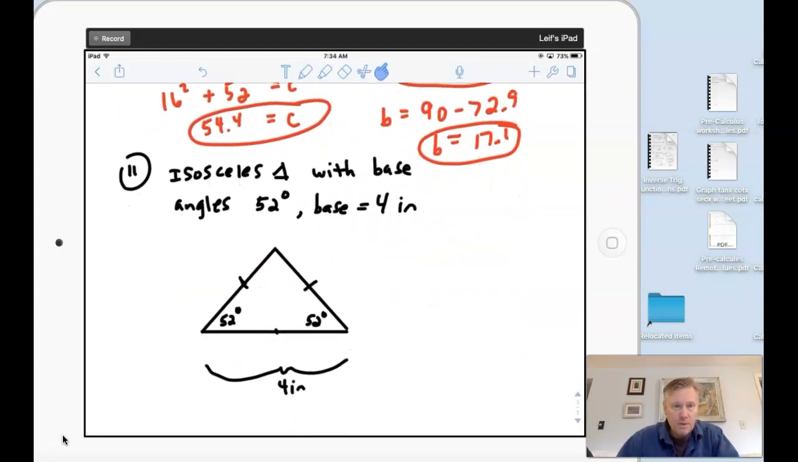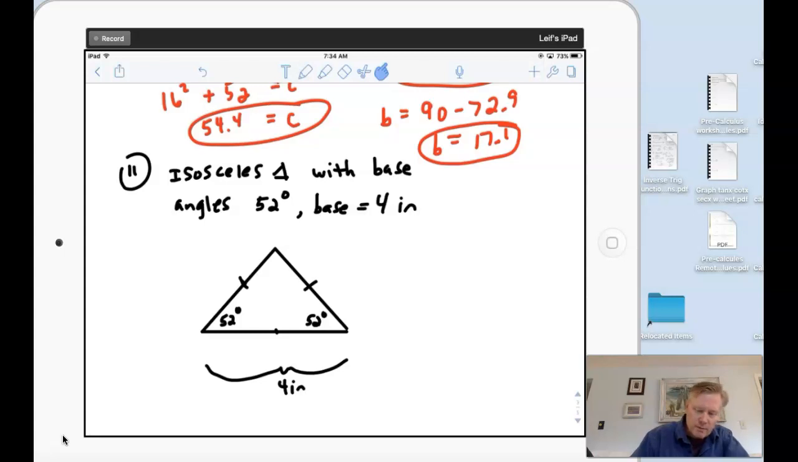Next one, an isosceles triangle with base angles 52 degrees and a base of 4. Okay, this one. Anybody who's forgotten, in an isosceles triangle, automatically the base angles are congruent, so I put both of those being 52 degrees. I know it's probably been a while since you've studied up on your geometry perhaps, but it's a good thing to remember.